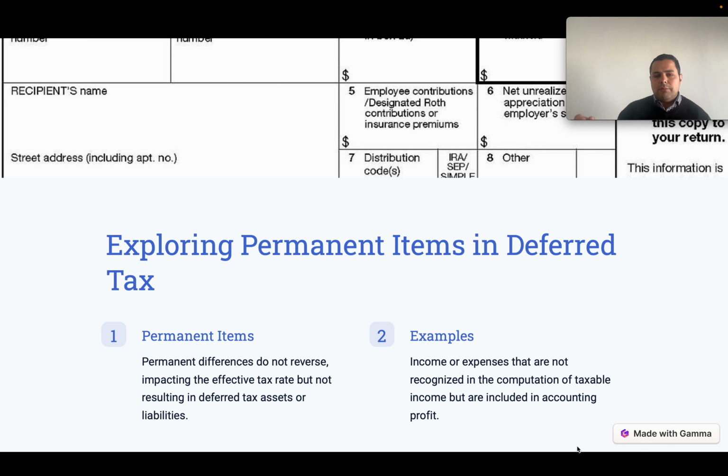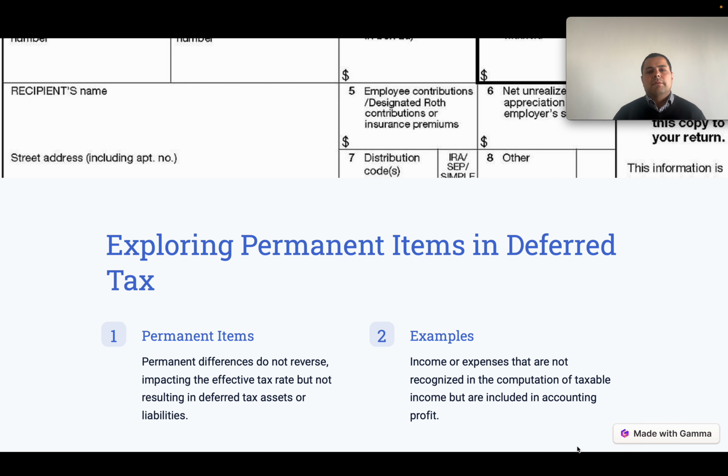Here in Mexico, it's very common to have non-deductible expenses. That will be a good example of a permanent item, and also for other jurisdictions. If you have non-deductible expenses, they will be non-deductible this year, and they will never be deductible in the future. It's not like you can deduct them in year 2, 3, 4. No, they're not going to be deductible, so they are a permanent item.